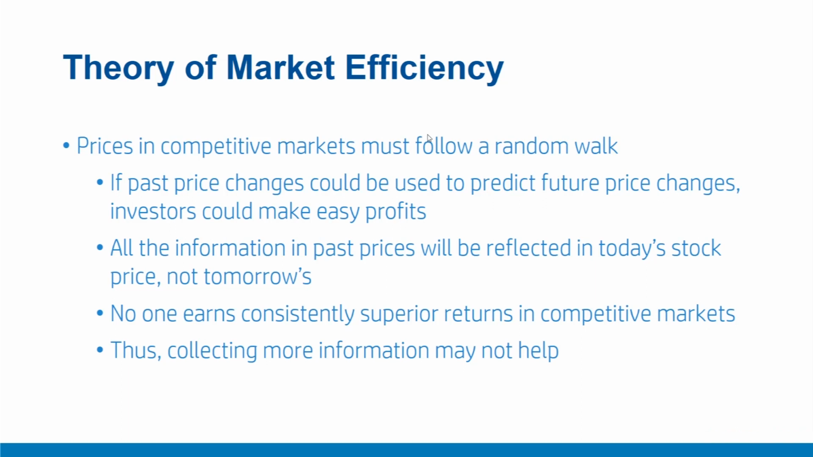In competitive markets, today's stock price must be already reflecting the information in historical prices. But why stop there? If markets are competitive, shouldn't today's stock price reflect all the information that is available to investors? If so, securities will be fairly priced and security returns will be unpredictable. No one earns consistently superior returns in such a market. Collecting more information won't help because all available information is already impounded in today's stock prices.